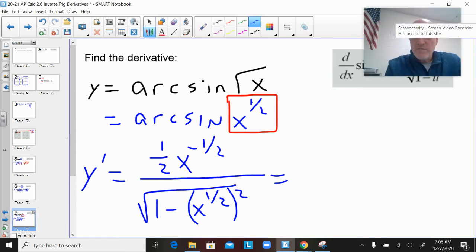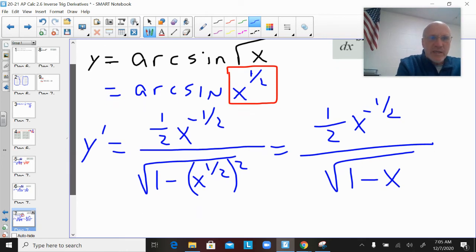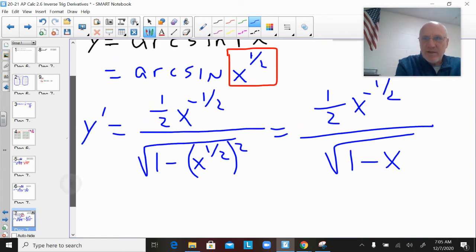I'll do two things. First, I'll leave this on top alone for the moment. Certainly, we're going to change that in a minute. On the bottom, I now see x to the 1/2 squared is just x. So now I see it like that. All I did there was I squared x to the 1/2. And now let's deal with the stuff on the top that I can move to the bottom.